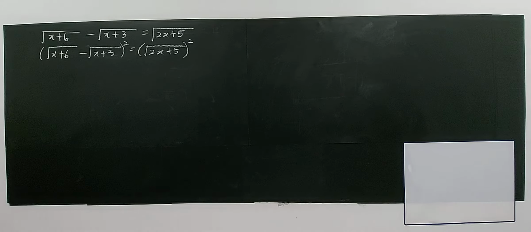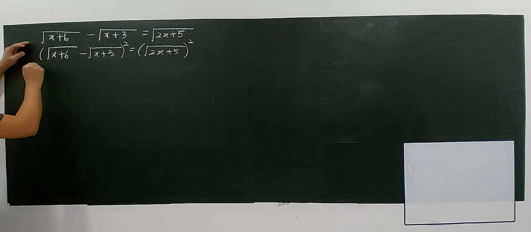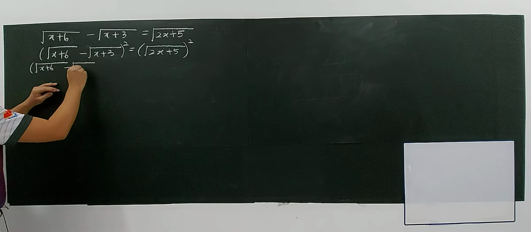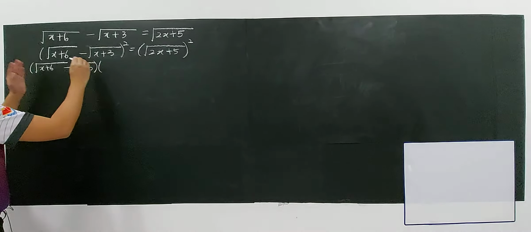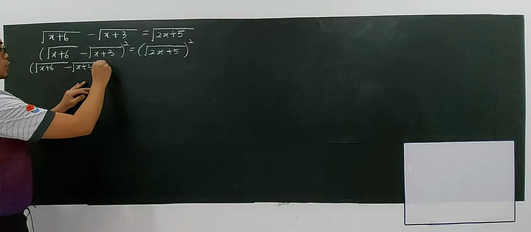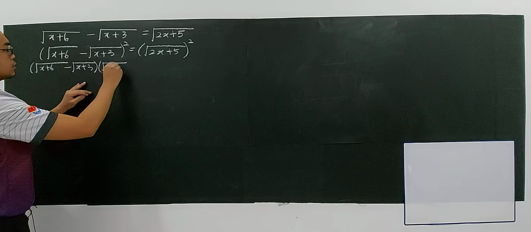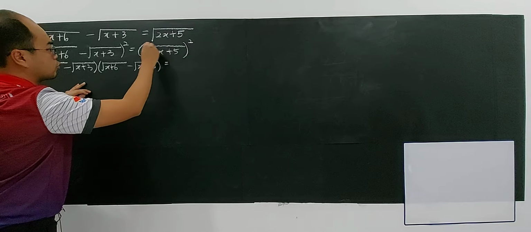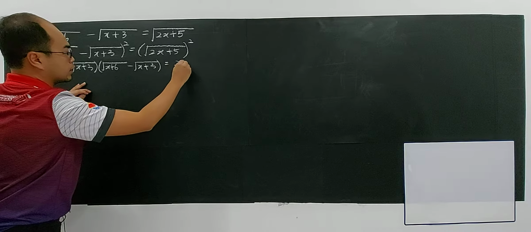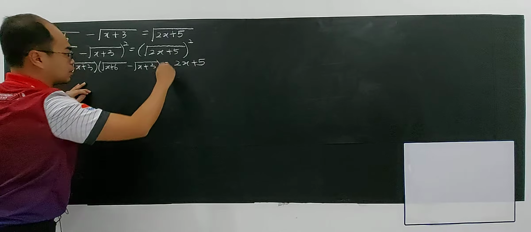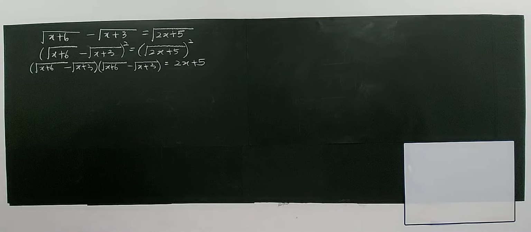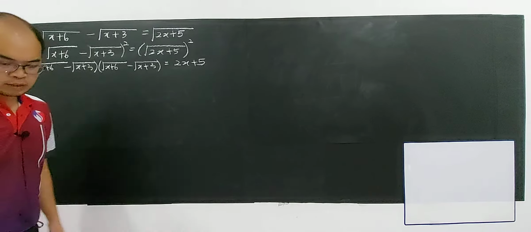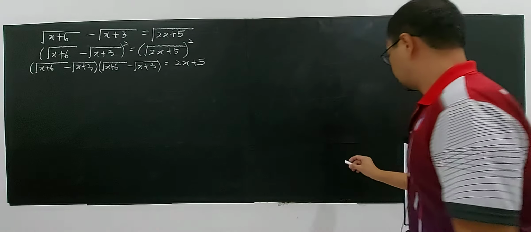Okay, now since you have squared both sides, for this side you have the square root of x plus 6 minus the square root of x plus 3, all in brackets squared. So you expand the power of 2: x plus 6 minus the square root of x plus 3. But square root and square, you will get 2x plus 5. The square root has already been eliminated on the right hand side. If you need to understand this concept, you have to go slowly. You have to understand this concept.